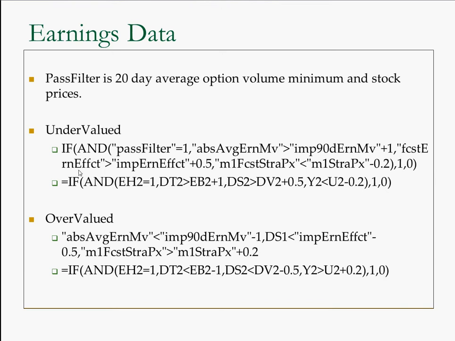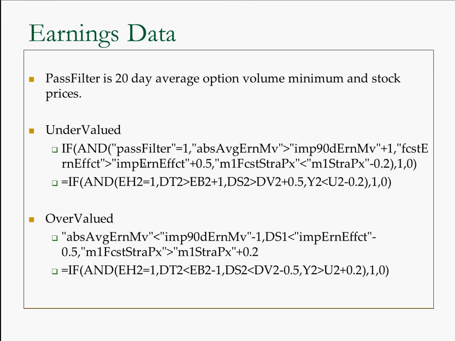Our forecast earnings effect has to be greater than the implied earnings effect, plus 5. These are somewhat subjective, but have to do with how much those move. And I want the month 1 forecasted straddle price to be less than the month 1 actual straddle price, and then I need 20 cents of edge here. That's what that means. And if that is all true, that's what the AND means, then I'll get a 1, else I'll get a 0. And here's the actual formula that you could put in there. And so that's how I do undervalued and overvalued, just basically the opposite, but instead of plus, minuses.